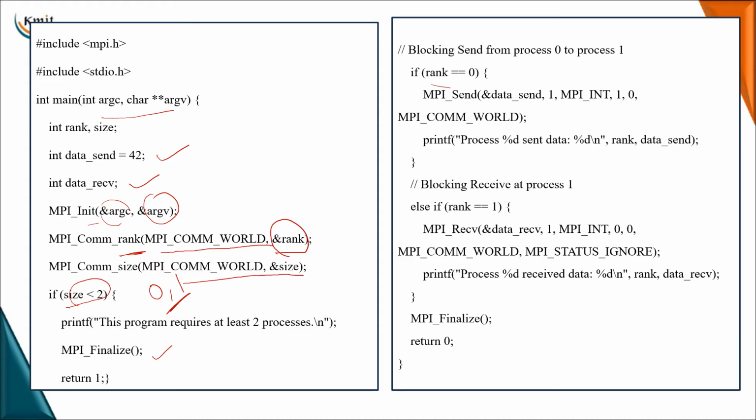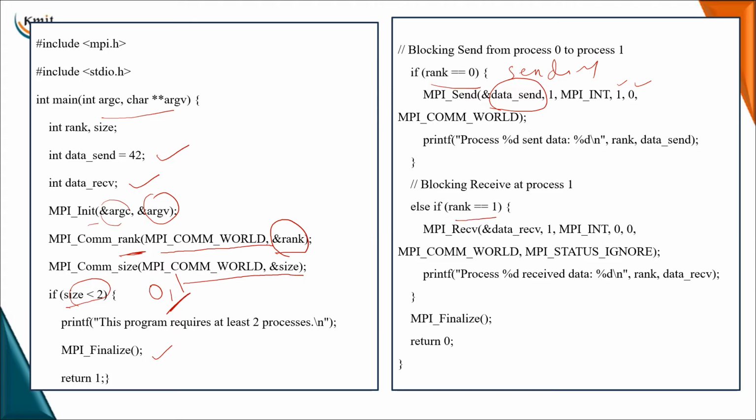Otherwise, if the rank is 0, you are designating it as the sending process, and we include the function send. So where is my data stored? In data send. And this is the number of elements you are sending. I'm only sending one element, and the data type of it is this. And this is the destination ID. This is the tag of your message, and this is your communication world.